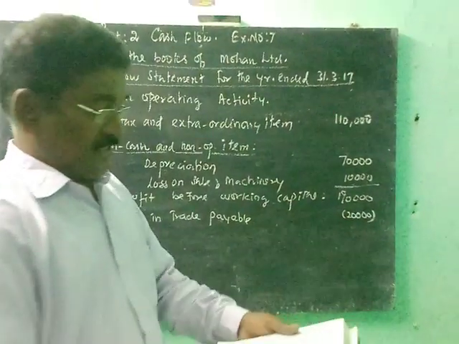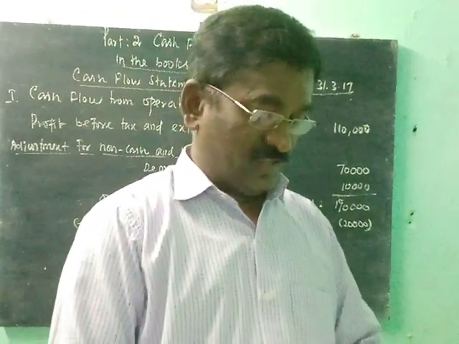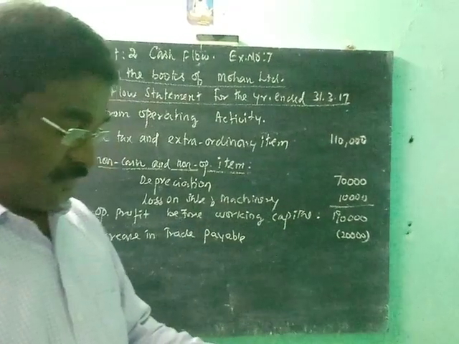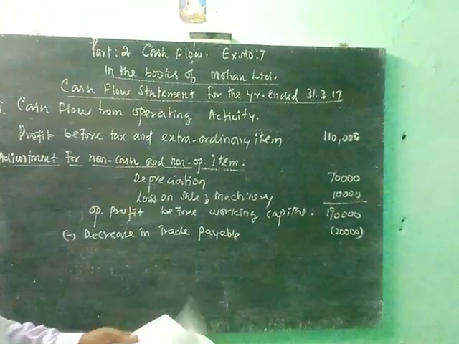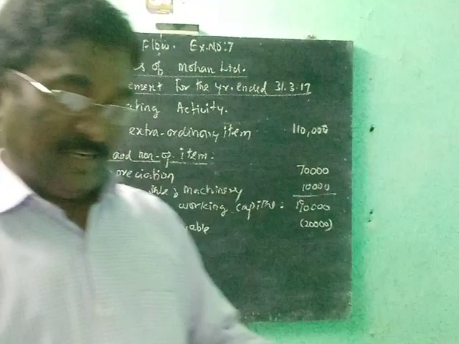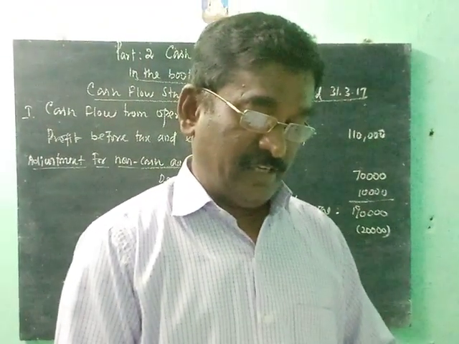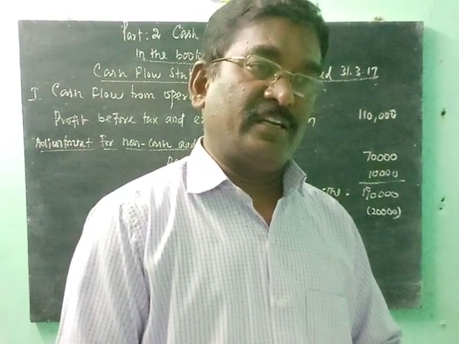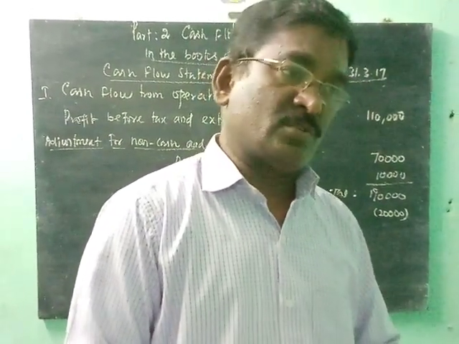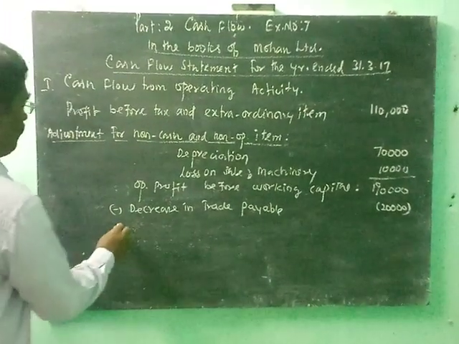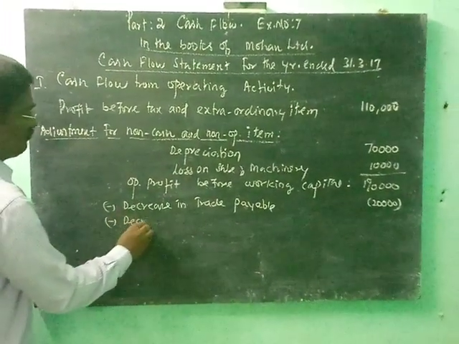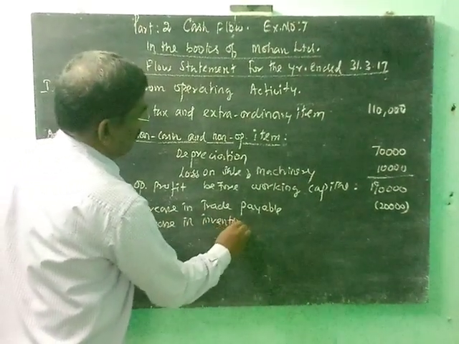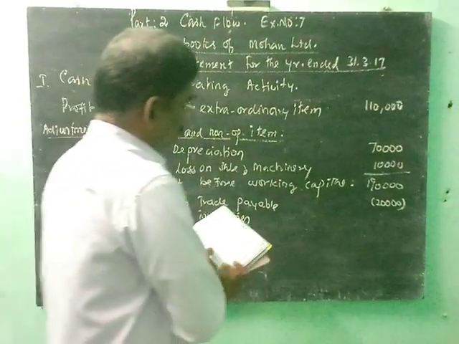So coming to current assets. Inventory 1,30,000, 1,50,000. Inventory also increased. So what is the meaning? In this year inventory worth 20,000 is bought. So that is also cash outflow. Minus increase in inventory. The increase in inventory is 20,000.